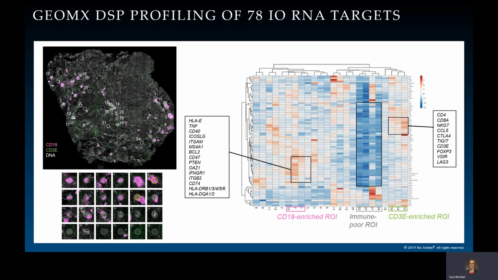These regions of interest obviously show those areas that are enriched, and they correlate with the regions of interest enriched for B cells or T cells, but also the gene expression profiles of the regions of interest that showed poor immune infiltration are confirmed by the low expression of these immune cell marker genes.